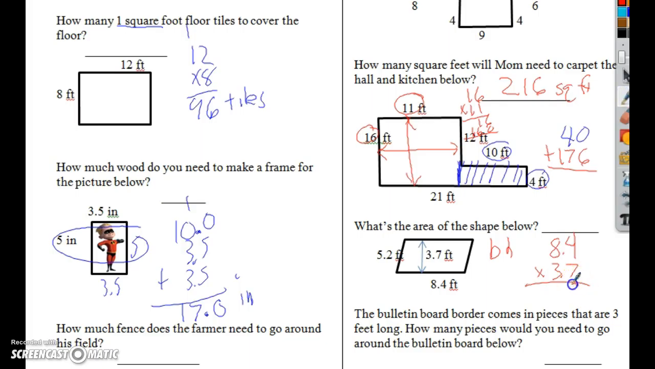7 times 4 is 28. Carry my 2, 56, 58. Now 3 times 4 is 12. 8 times 3 is 24, plus 1 is 25. When I go to add, there's an 8 and a 0. Carry my 1. 11, carry my 1. 3108, and I went 1, 2 spots over. So 31.08 square feet.